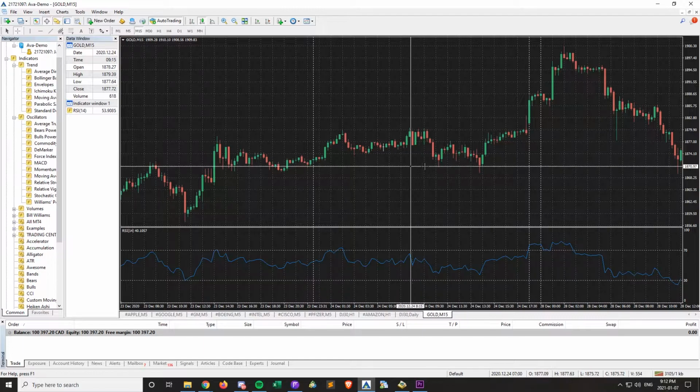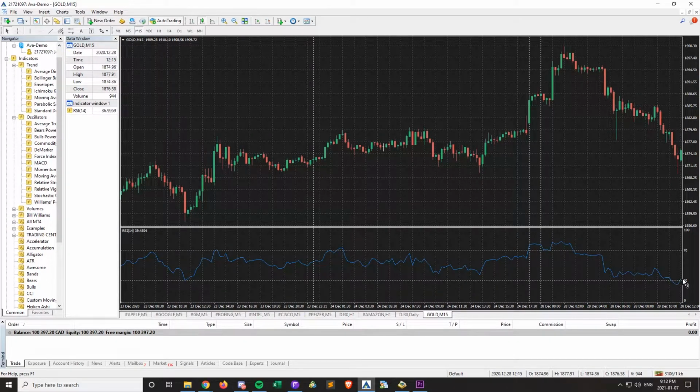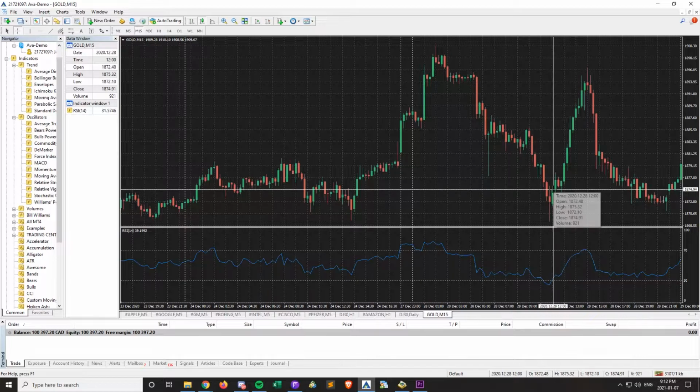But this is very obvious, right? Very obvious support. And sure enough, it hits it, RSI crosses, we get a bullish engulfing, we buy right here. So let's see where that buy took us.